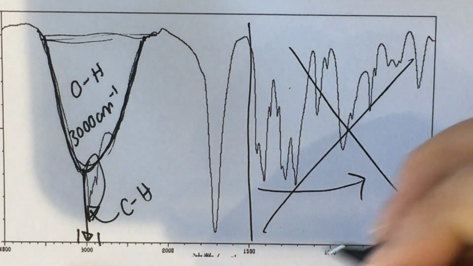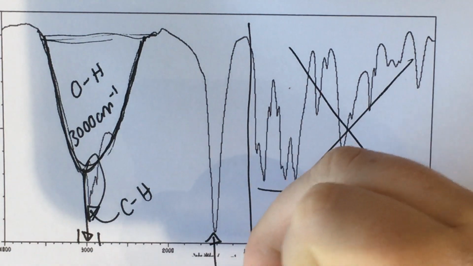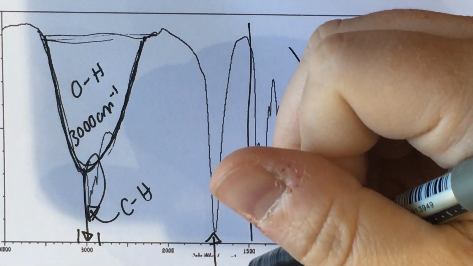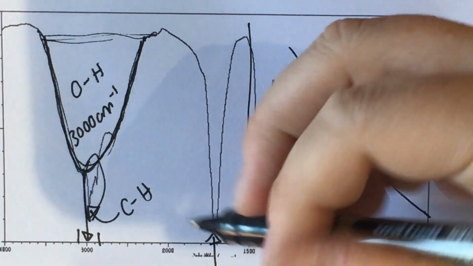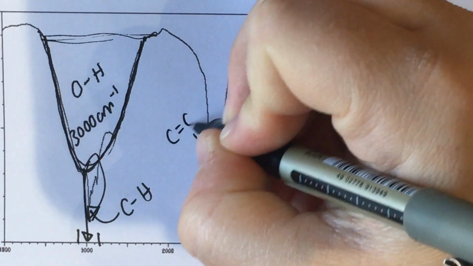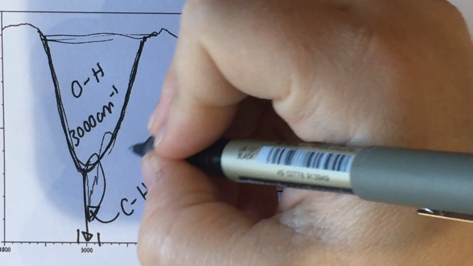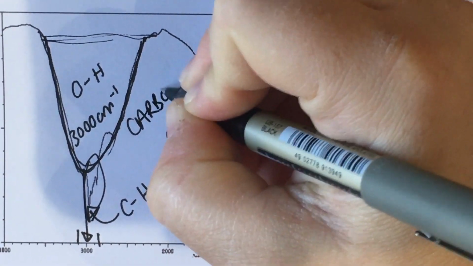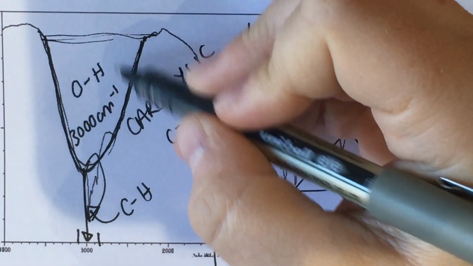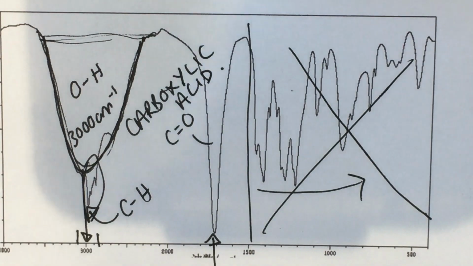And we can confirm that because we have another peak here at around 1620-ish wave numbers. 1620 wave numbers is a carbonyl peak, so C double bond O. So the combination of C double bond O and OH means that this is a carboxylic acid. And another reminder that the OH peak was at a slightly different frequency, but they are pretty similar.